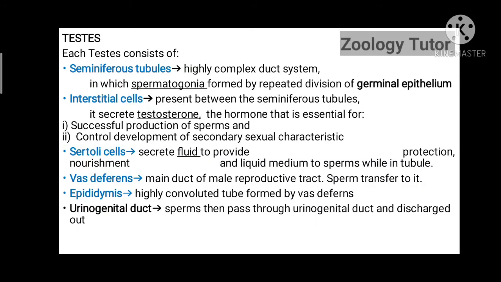Then we have vas deferens. This is the main duct of female reproductive tract and sperm transfer to it. Then we have epididymis. The vas deferens end into highly convoluted tube that is known as epididymis. And at last, the sperms then pass through urogenital duct and discharged out. So these are the main structures.